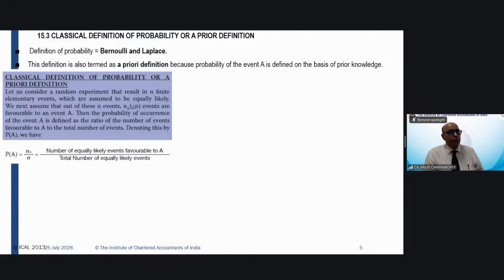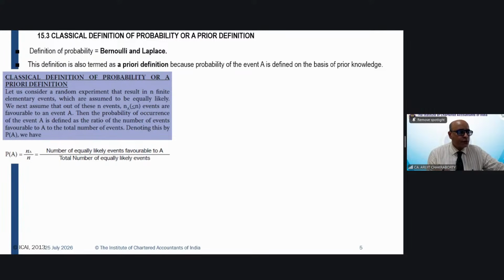So it is also known as a priori because probability of the event A is defined on the basis of prior knowledge. So if you look at the a priori definition of probability, let us see what the study material explains. It says, you consider a random experiment, means an experiment which has absolutely, equally likely results. You cannot predict which result will happen with certainty. So a random experiment that results in n finite elementary events, which are assumed to be equally likely.